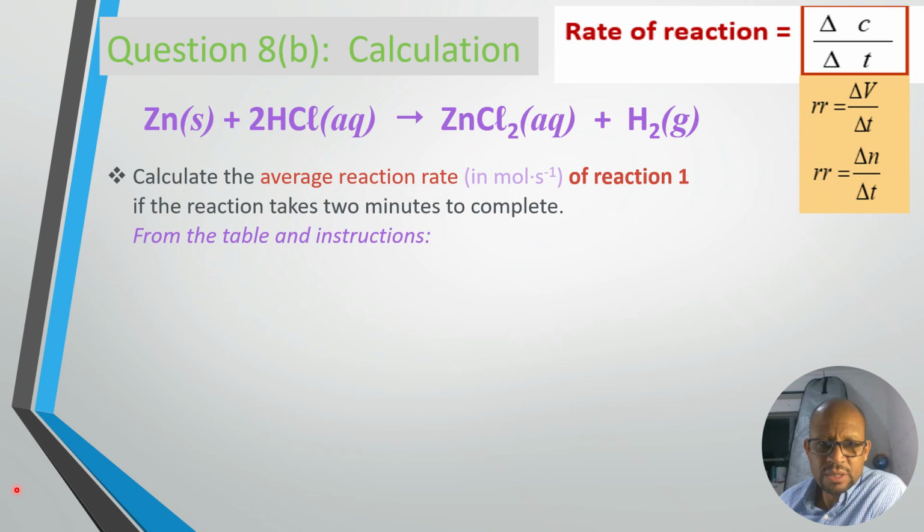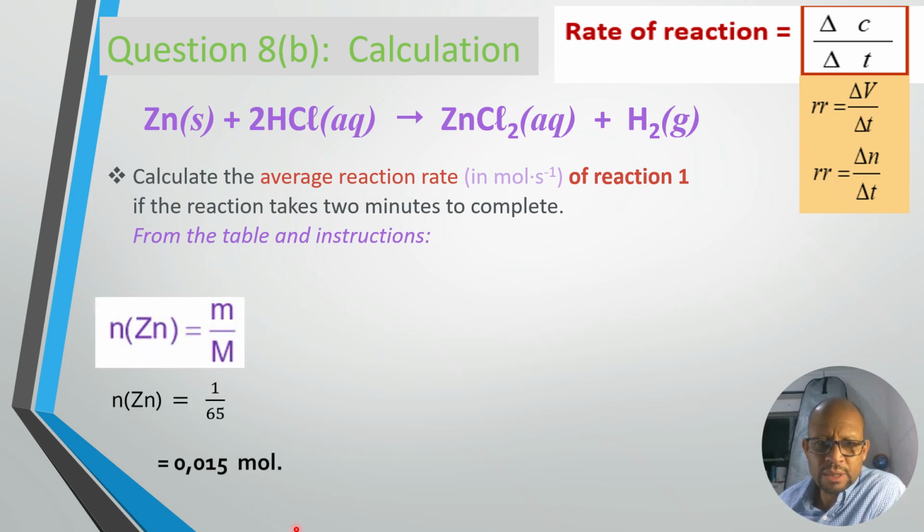And the question reads as follows. Calculate the average reaction rate, in this case in moles per second, of reaction 1, if the reaction takes 2 minutes to complete. Based on the unit, they are giving us an idea of which formula we're going to use. We're going to use this one. We want to know the moles and the moles per time unit. And our calculation is going to be as follows.